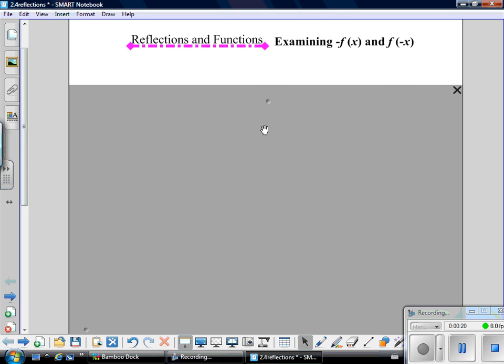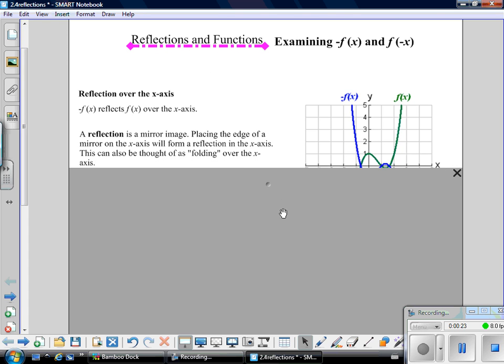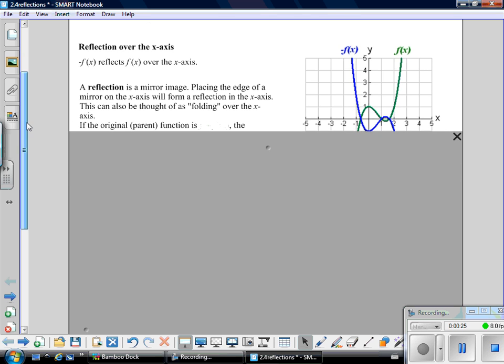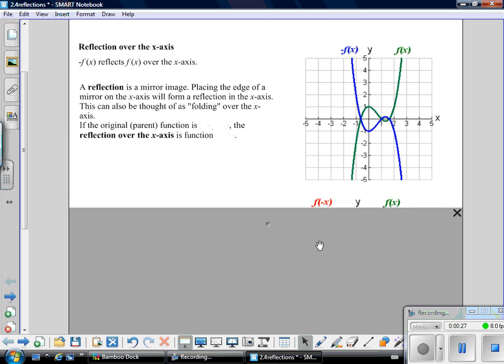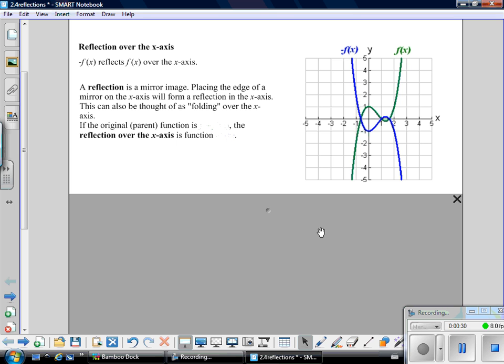The first one we're going to be examining is a reflection over the x-axis. Now you've done this already before with parabolas. If you print it in grayscale, you might want to take a pencil crayon so that you can tell the difference between the original function f of x and its reflection. A reflection over the x-axis means it's a mirror image through the x-axis. It's like taking the x-axis and folding it over, and that becomes our reflection.